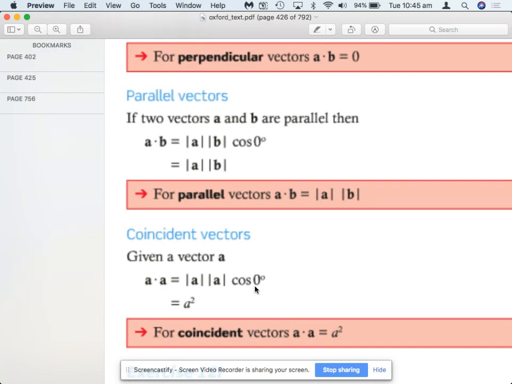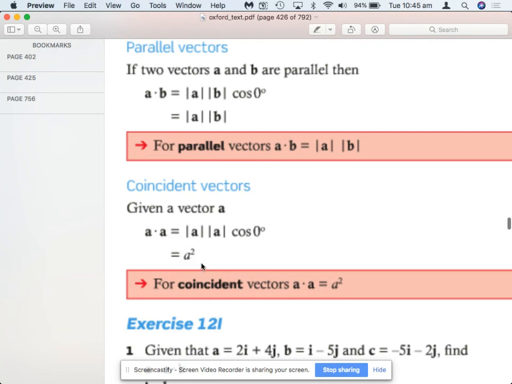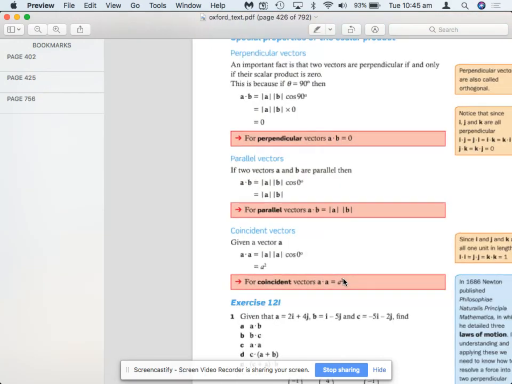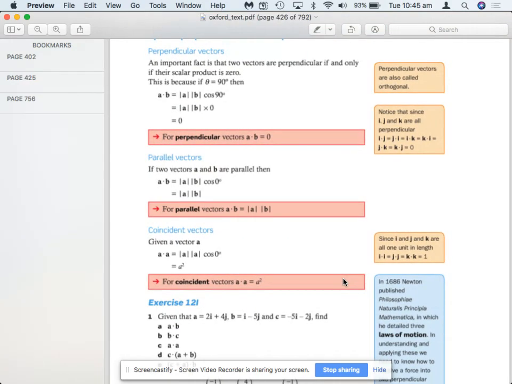And it's because they're equal vectors that you have this property, A squared. So basically, if you're given two vectors and it turns out that using the scalar product the result is A squared, then you can say, oh, they're coincident vectors. They're basically the same vectors. That's what it means. Okay, so I just wanted to point out those three definitions. You're expected to be aware of that and be able to use it.